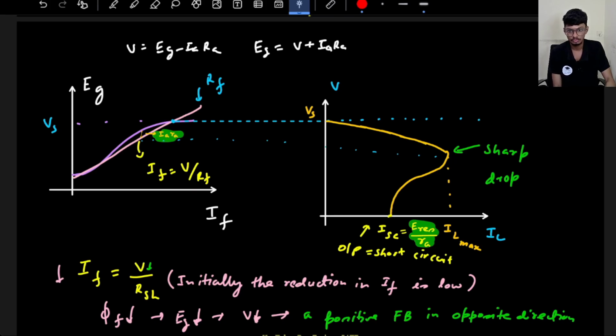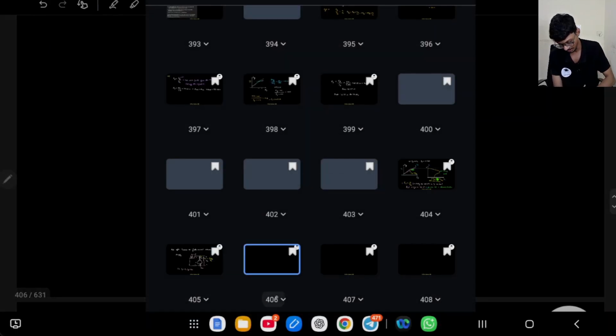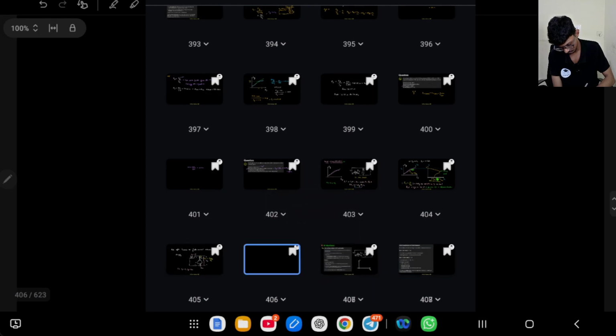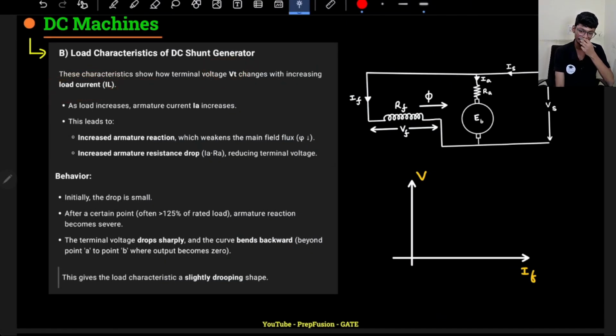Now, whatever I have discussed is written over here, so let me delete these pages. The load characteristics show how the terminal voltage changes with increasing load current. I have not shown you the internal characteristics. That is homework for you. It is simply Vt instead of EG, so there will be an additional drop of IARA. The graph will just shift down.